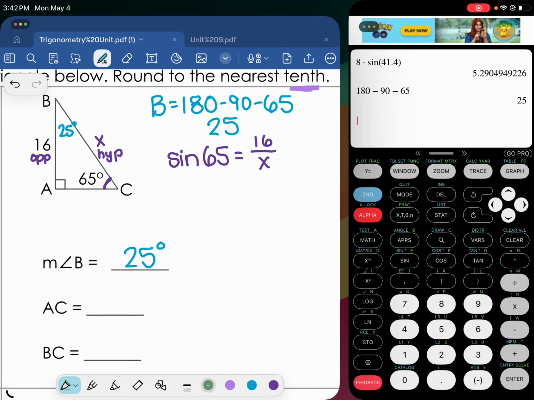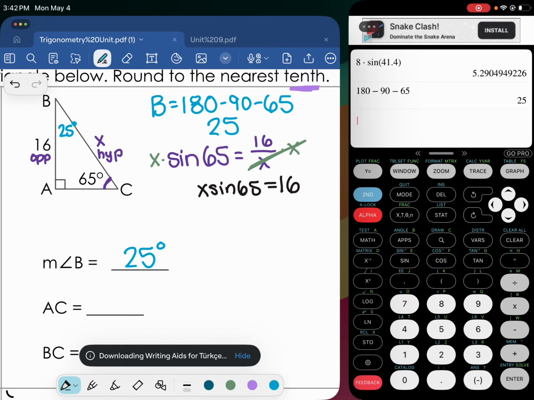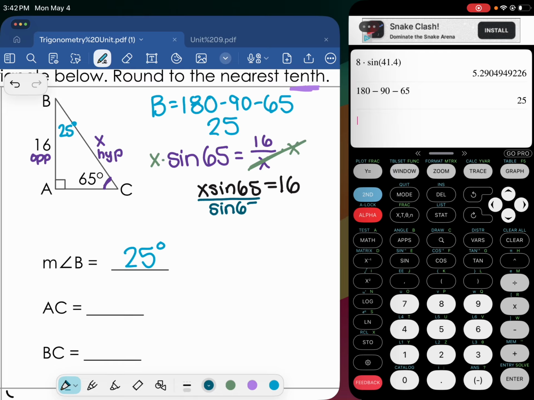Now this one's a little different because I need to try and get x by itself, but to get rid of that fraction I have to multiply by the thing on the bottom, which happens to be x. Now that's going to cross this out right here, and this is the part where it gets a little weird, so I'm going to go ahead and rewrite x sine 65 equals 16. You don't have to do that step, you could use what you already had. But now, to get rid of the sine 65, I can divide by sine 65 to the other side.